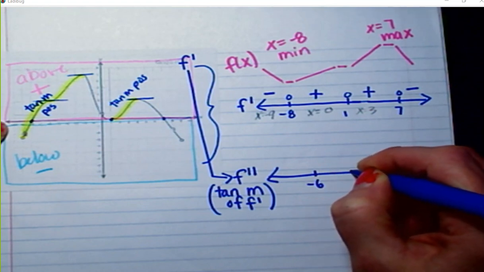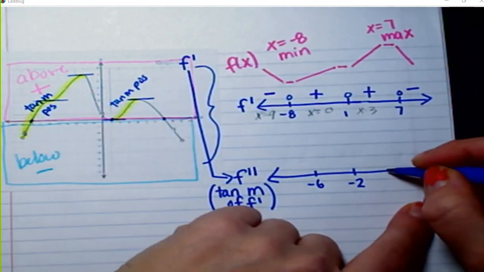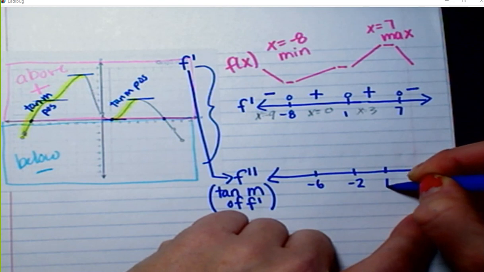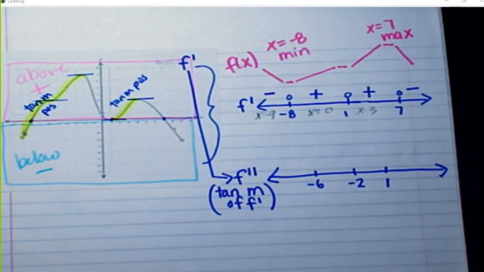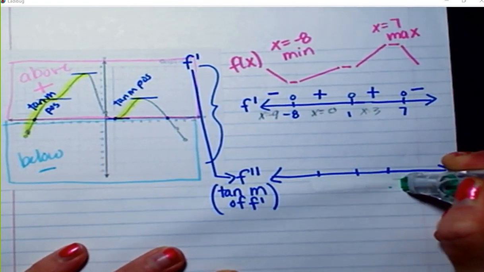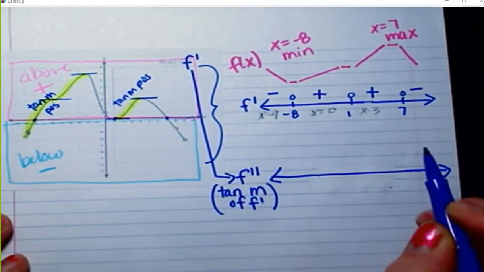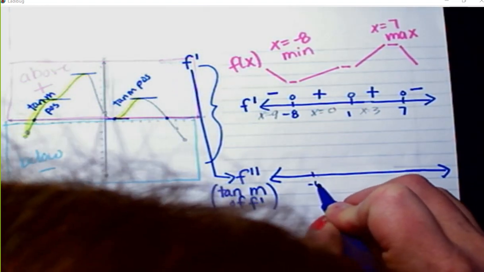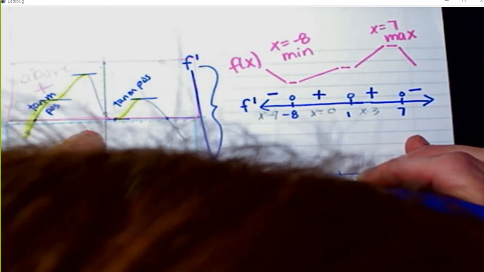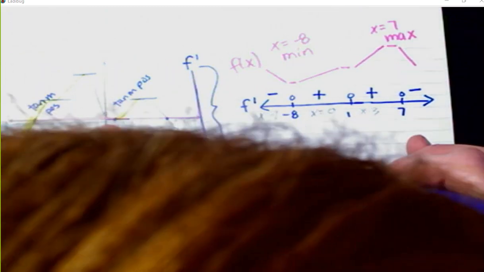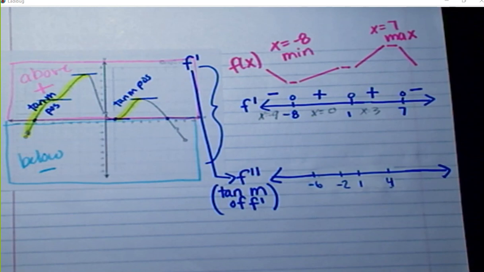-6, -2. Oh, missed one. Whew, so many. 1 and 4. Okay, well, I didn't space these out very well. I'm going to try again, in case I'm trying to correspond to my number line up here. -6, -2, 1, 4. Okay, that's good. Those are all my horizontal tangents.